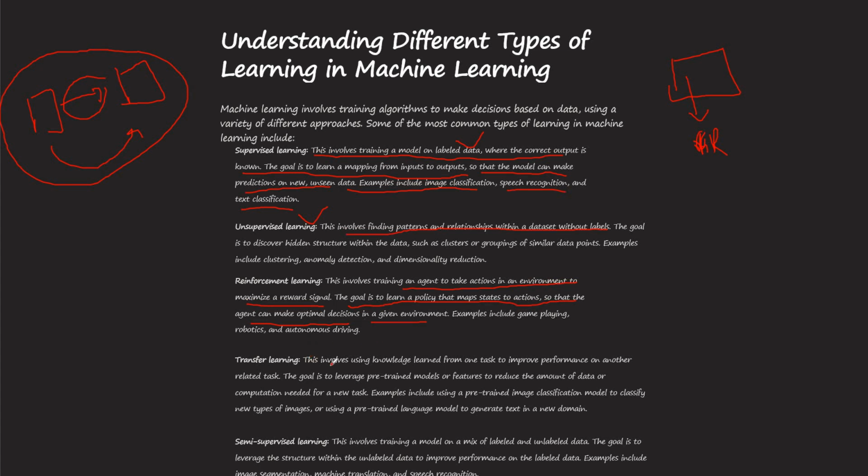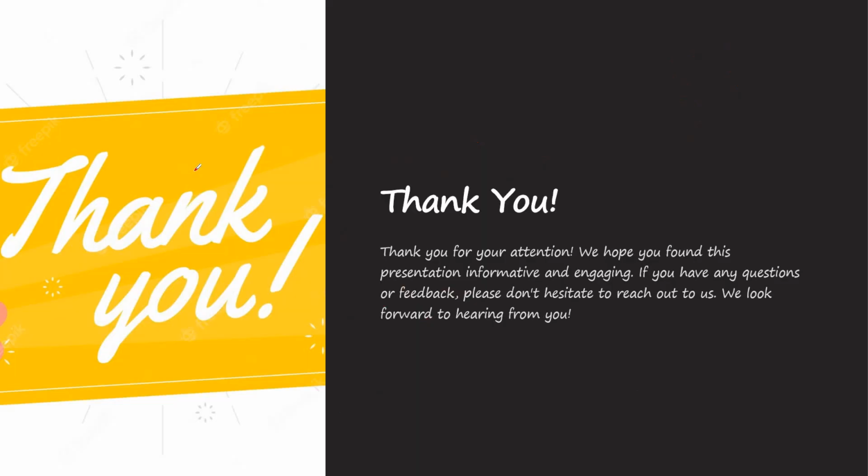There are other types as well. Transfer learning, which we will study further, is where knowledge is transferred from one model to another. Semi-supervised learning is a mix of supervised and unsupervised learning. These learning algorithms are part of machine learning, which we will study in detail in our further classes. I guess the types of learning are also clear to you.